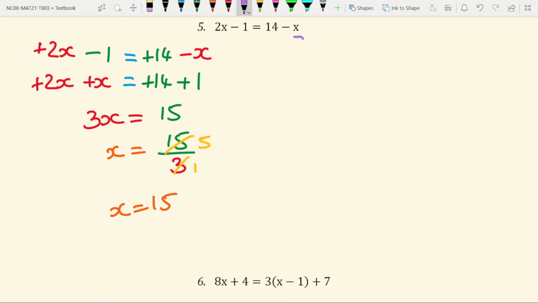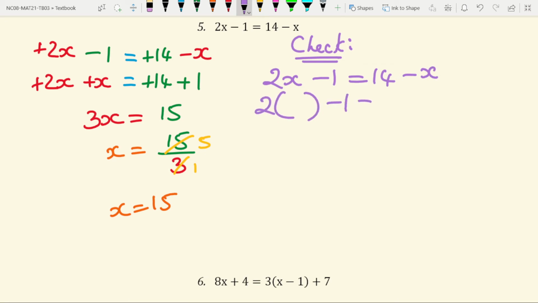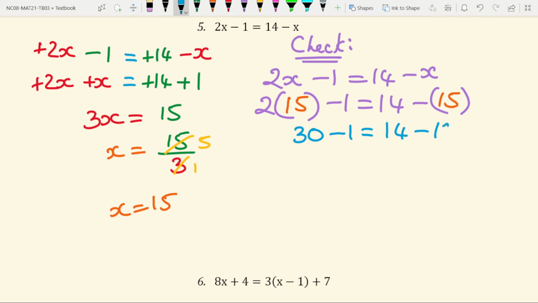And now we have to check our answer. So to check our answer, we'll copy the equation first. 2x minus 1 is equal to 14 minus x. Next we'll substitute the value of x. So to substitute the value of x, we will have to put 5 in both the places where x was present. So 2 fives are 10, 10 minus 1 is equal to 14 minus 5.